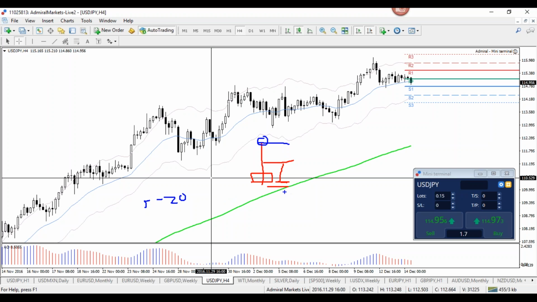Target I already talked about. You can target the 21 or the 34 EMA, or you can work with ratios, 1-to-1, 2-to-1, or you can put a fib on this candle and look for the minus 61.8 target. You could aim for the swing high or the swing low here, for instance. Those are all equally valid methods.